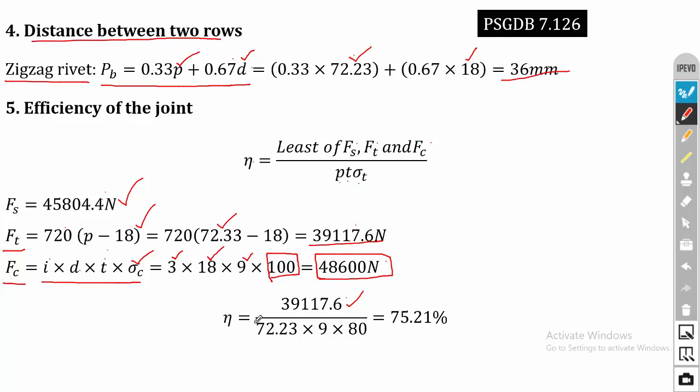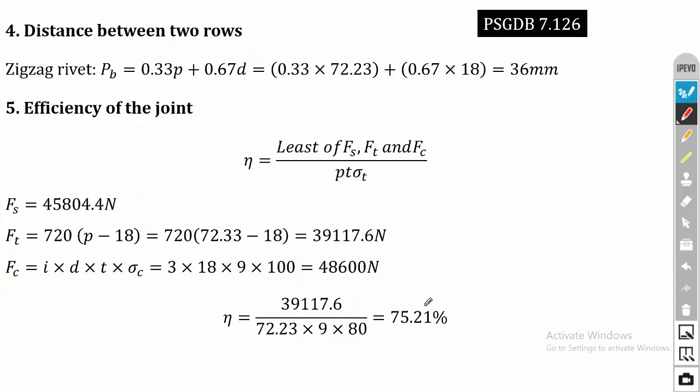39,117.6 Newton divided by P, the pitch value, that is 72.23. T is the thickness of the plate, it is 9 mm. Then 80 is the sigma T value, it is given in the problem. So the calculated efficiency value is, actually I will get 0.75. So I multiply by 100 since it is efficiency. So the calculated efficiency value is 75.21 percent.